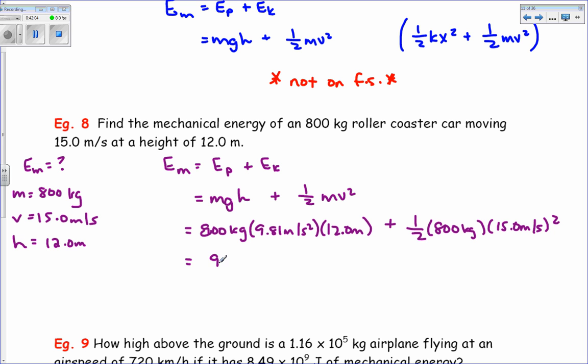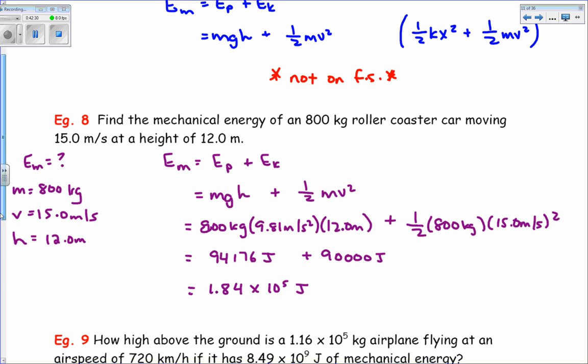So the potential energy is 94,176 joules, and the kinetic energy is 90,000 joules. So I'm just writing that in there so that if you didn't get the same answer as me, you can go back and see maybe where things went wrong. So we get an answer of 1.84 times 10 to the 6, or sorry, 10 to the 5 joules.